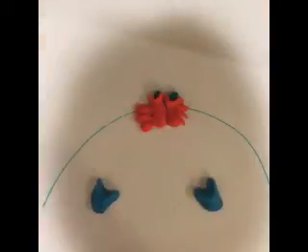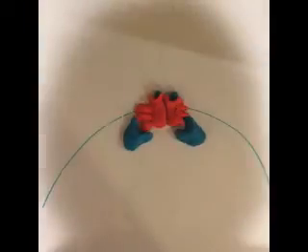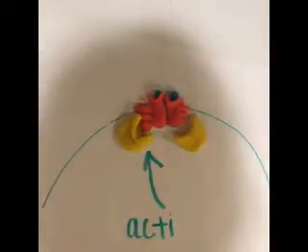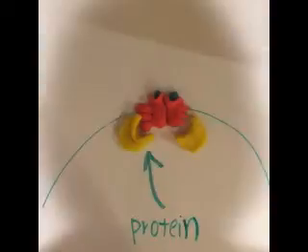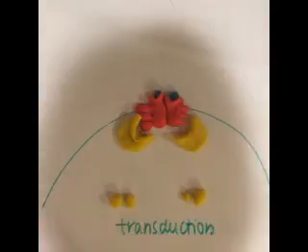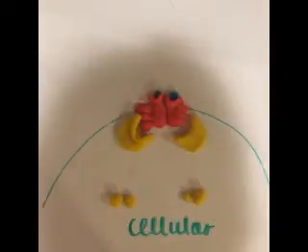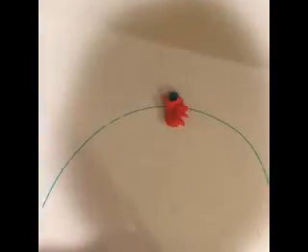Inactive relay proteins then attach themselves to tyrosine kinase tails, and they alter their shape, becoming active. The activated relay proteins then activate the signal transduction pathway, which produces a cellular response. Again, in this case, the response is the calcium ions being released by the ER.